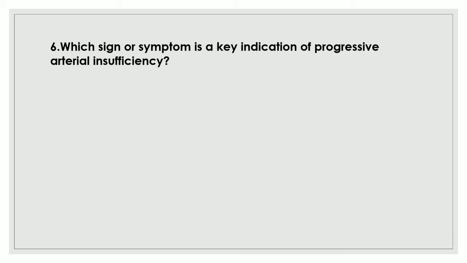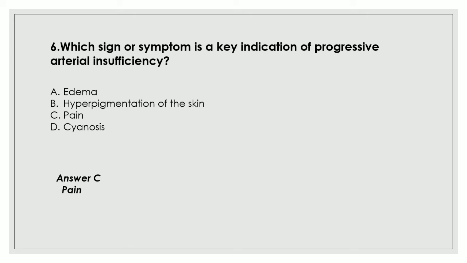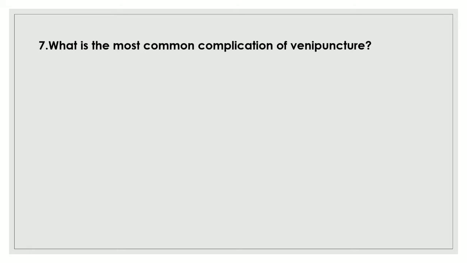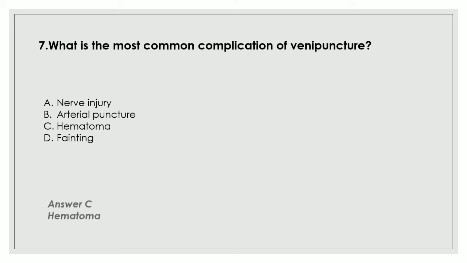Question number 6. Which sign or symptom is a key indication of progressive arterial insufficiency? Options: A. Edema, B. Hyperpigmentation of the skin, C. Pain, D. Cyanosis. Answer C. Pain. Question number 7. What is the most common complication of venipuncture? A. Nerve injury, B. Arterial puncture, C. Hematoma, D. Fainting. Answer C. Hematoma.